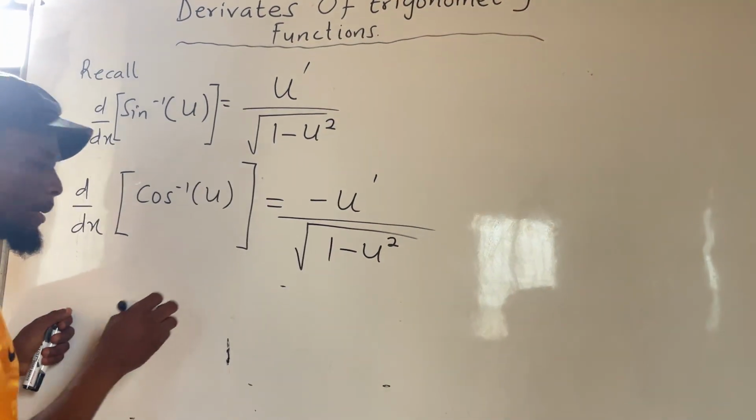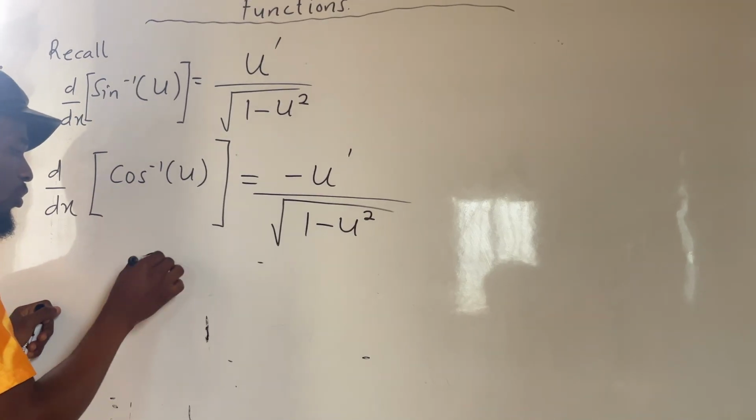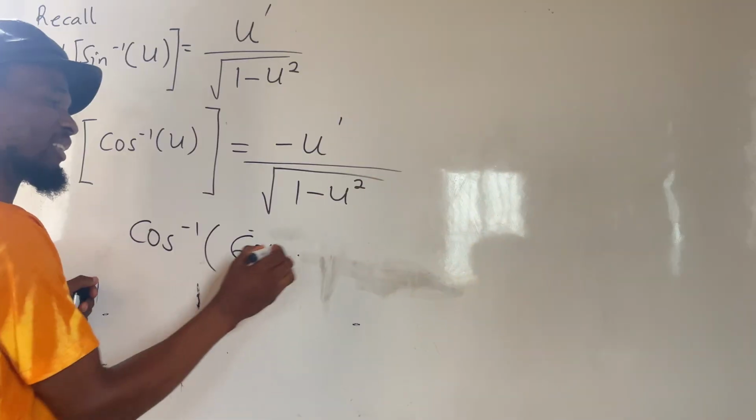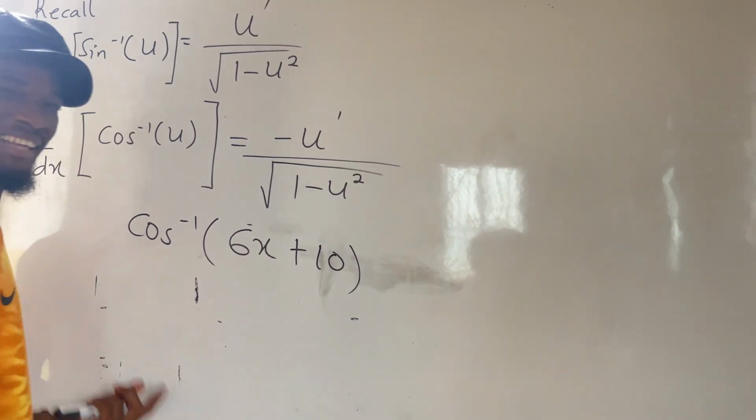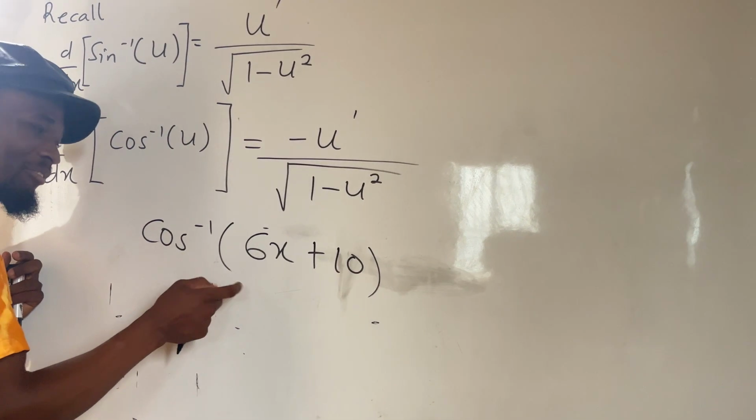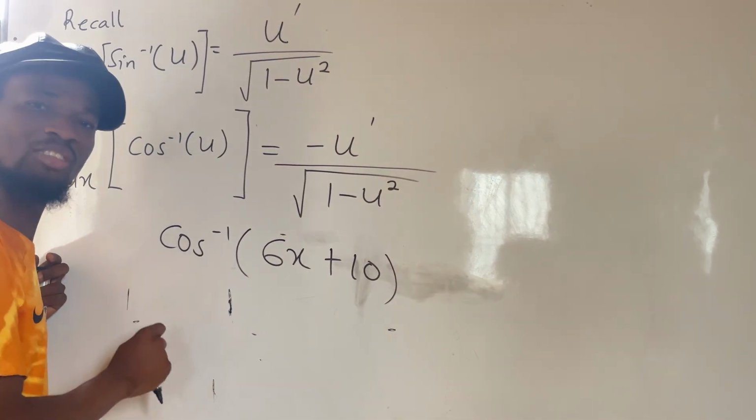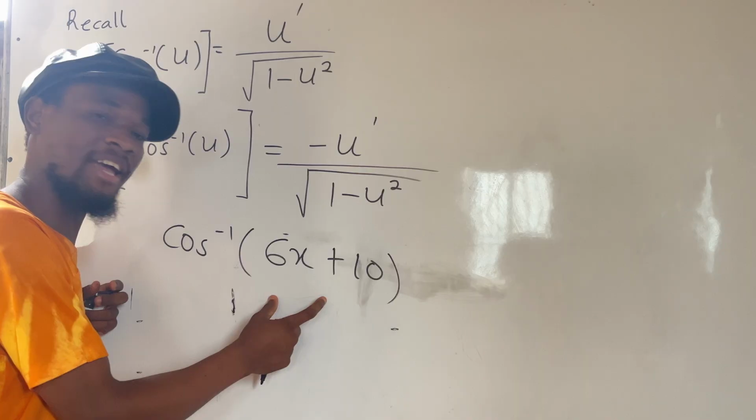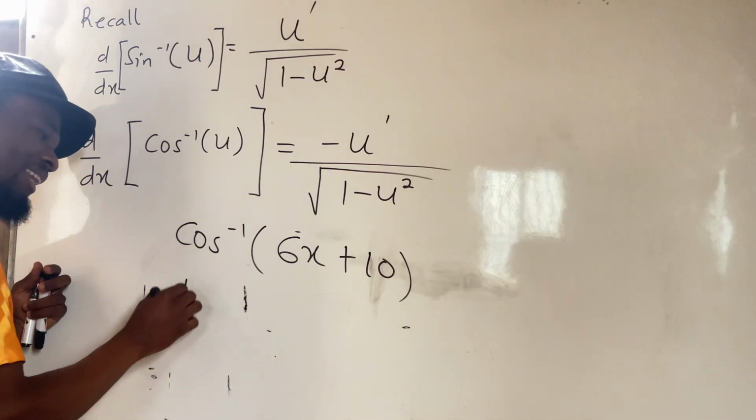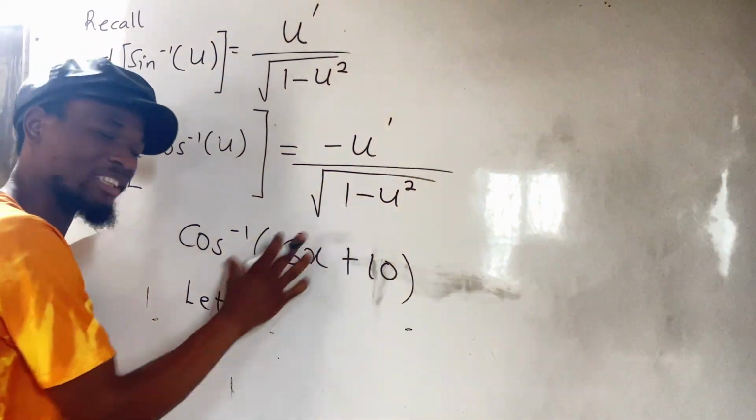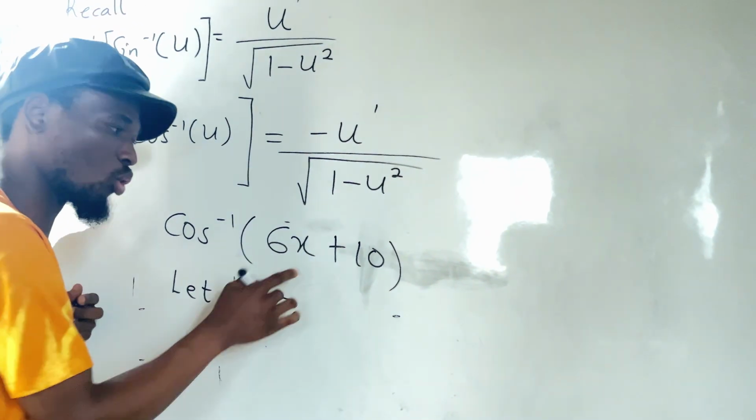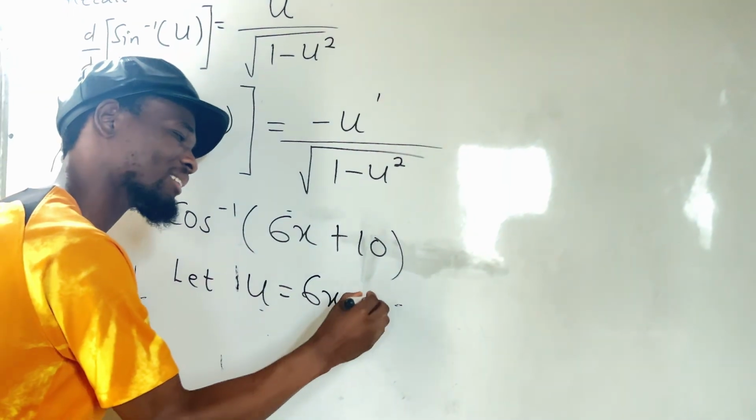Given this example, cos inverse of 6x plus 10, let's find the derivative of cos inverse of the expression 6x plus 10. To work this out, we say let this whole expression be equal to u. So let u equal 6x plus 10.